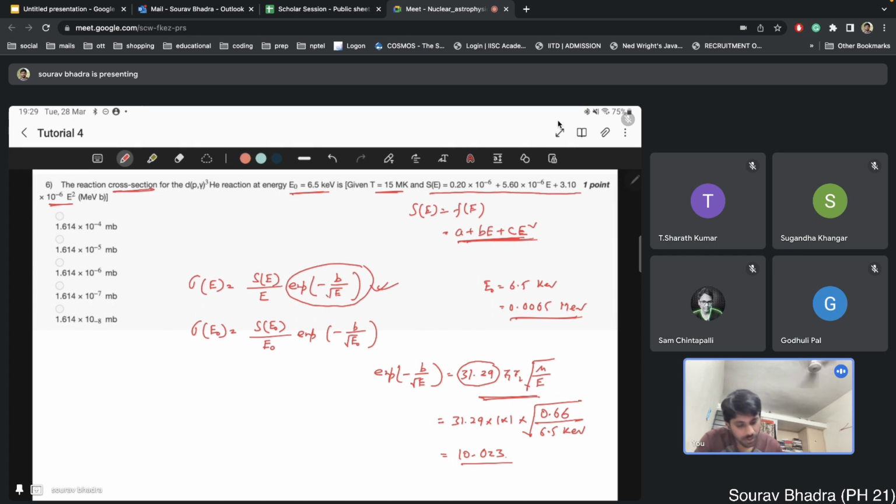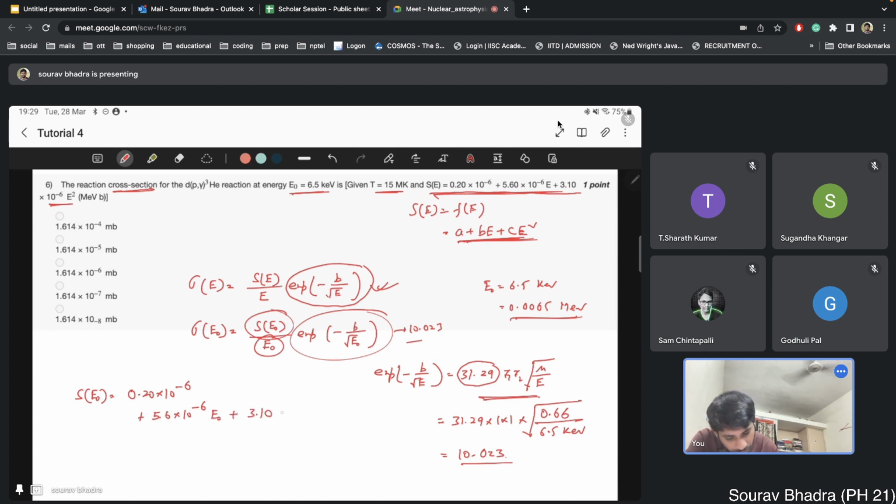10.023. Okay, so this part we have calculated 10.023. Now E0 is given, now we have to calculate the E0 part. So E0 part is 0.20 into 10 to the power minus 6, I am writing just this, plus 5.6 into 10 to the power minus 6 E0, because we are calculating everything at E0, plus 3.10 into 10 to the power minus 6 E0 square.